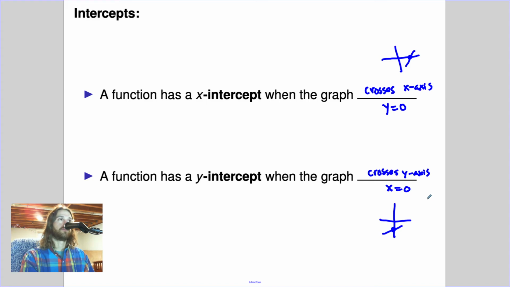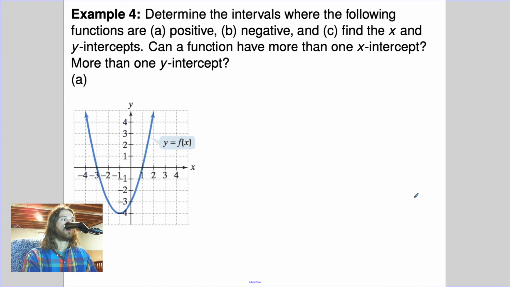Okay, cool. Let's do a couple more little practice bits. Determine the intervals for the following functions where they are positive, negative, and find the x-intercepts and y-intercepts. We talked about, can a function have more than one x and y intercept? All right, let's go.